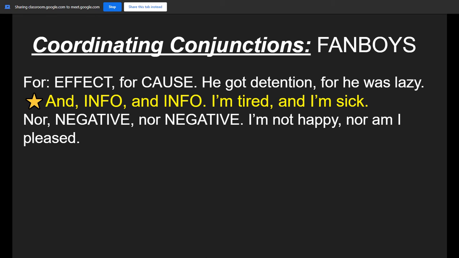Nor is when both are not happening. I'm not happy, nor am I pleased. If we are negative and negative, not necessarily like the topic's negative, but we're saying no and nots and aren'ts and stuff like that, that's when we're going to use nor.